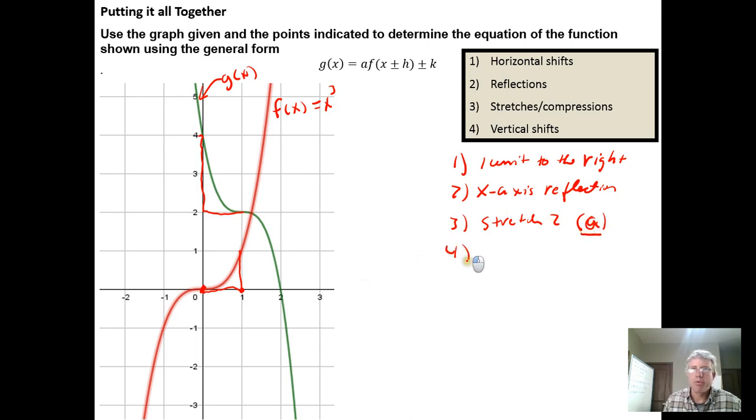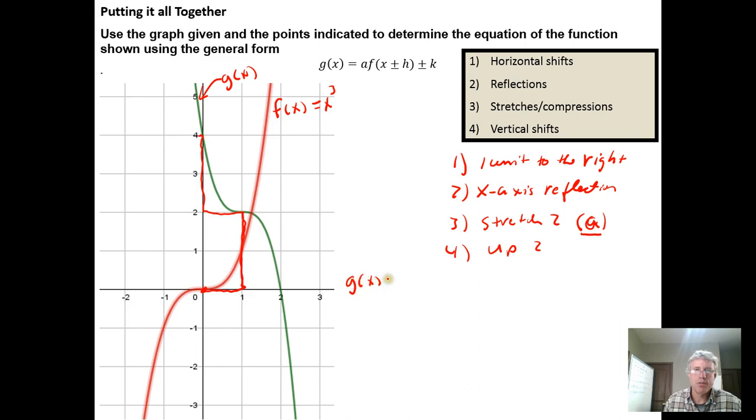And then 4, do we have any vertical shifts? And the answer is yes. It looks like we moved the origin over 1 and then up 2, so it looks like a vertical shift of up 2 units, and then we can build our final function.